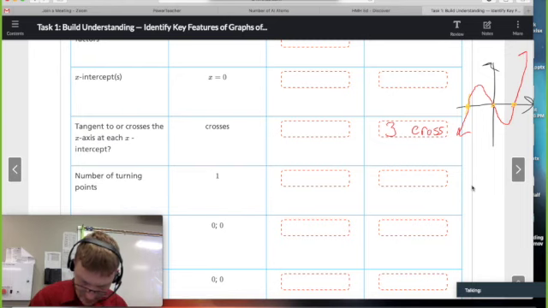Number of turning points. So I see a turning point right here, a turning point right here. So I'm going to stick with two. Two turning points.